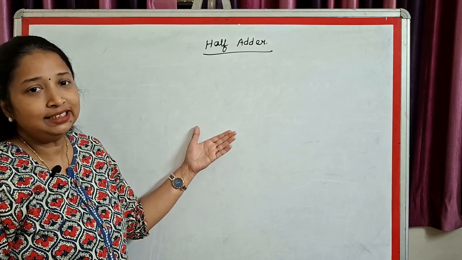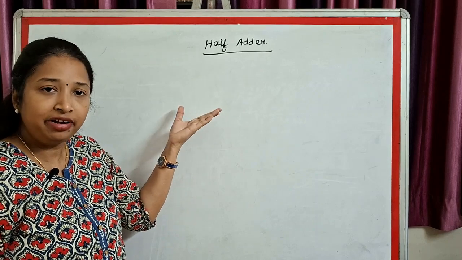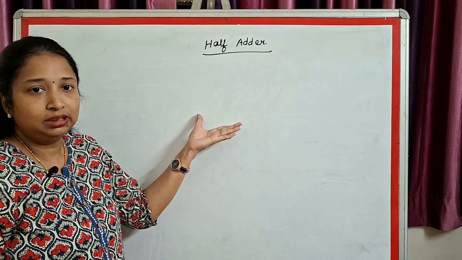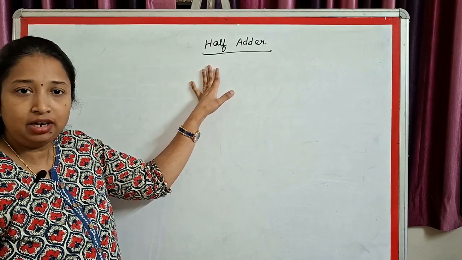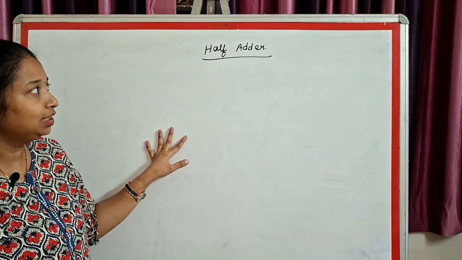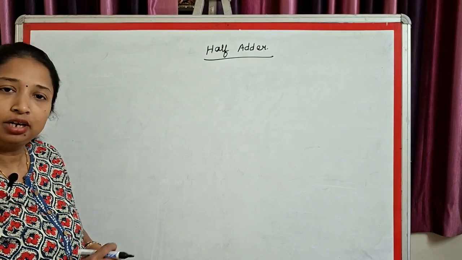Hello all, in today's lecture we'll be studying about half adder. What do you mean by half adder? Half adder is nothing but a normal arithmetic addition of 2-bit numbers. It's done using a half adder. This is again an example of a combinational logic circuit. In today's lecture we'll be seeing how to design a half adder using a combinational logic circuit.